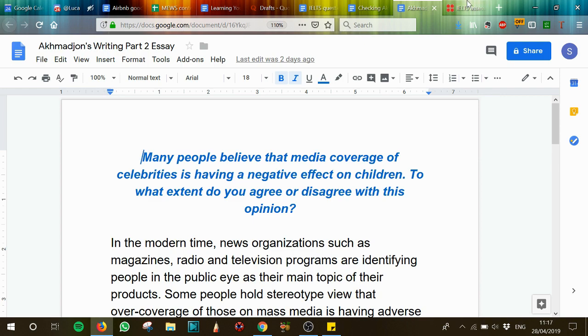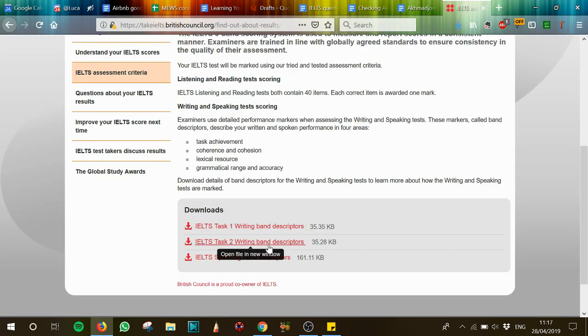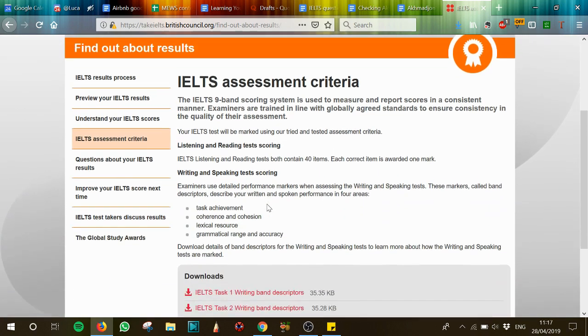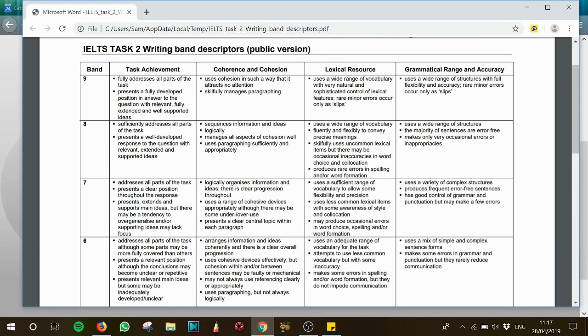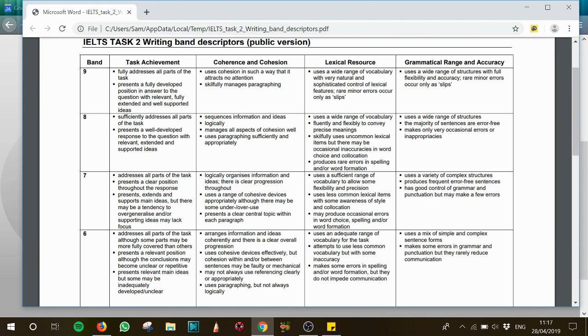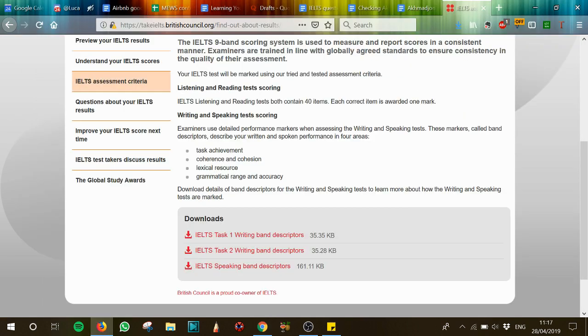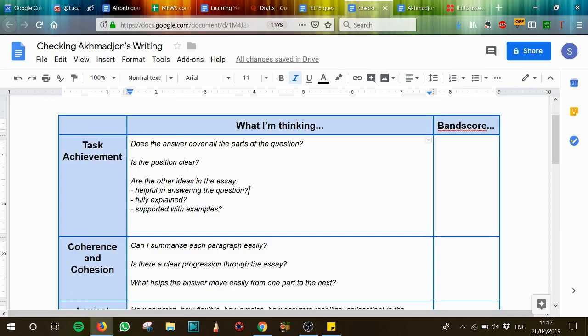You will also need the IELTS Task 2 writing band descriptors, which you can download for free from the official IELTS website. Now, they're not super useful because they give you this complicated table with lots of weird phrases in that maybe you don't understand. So I have created this list of questions to show you the kind of things that the examiner is thinking when they're marking these Part 2 essays.